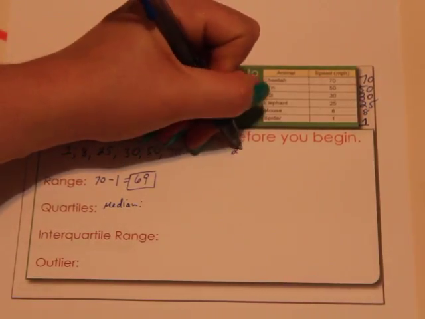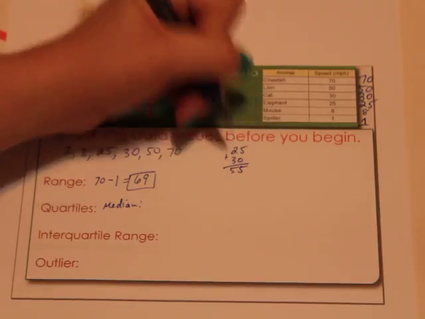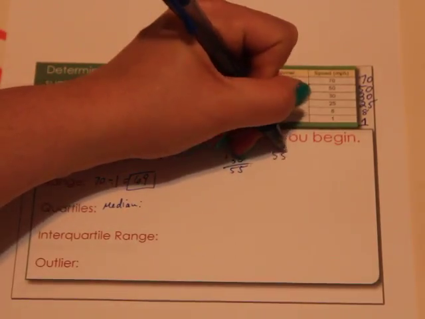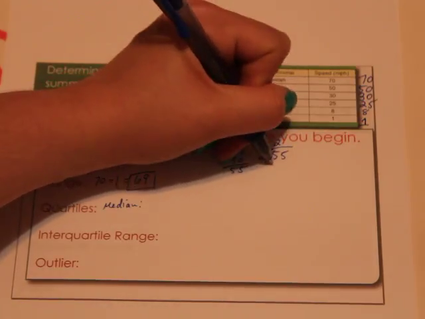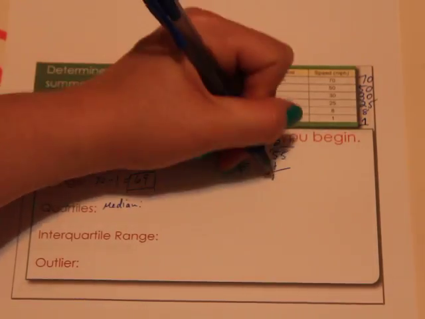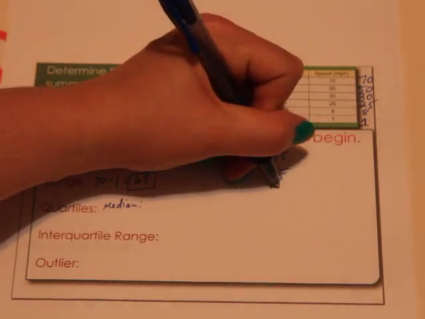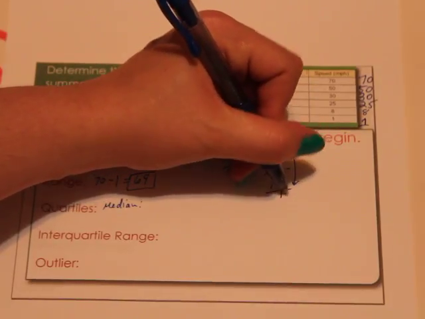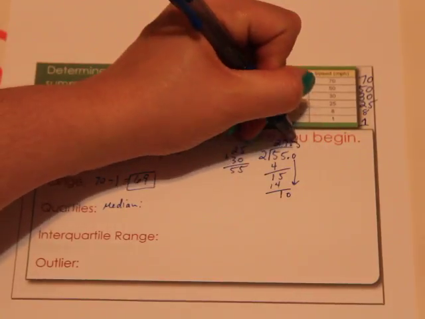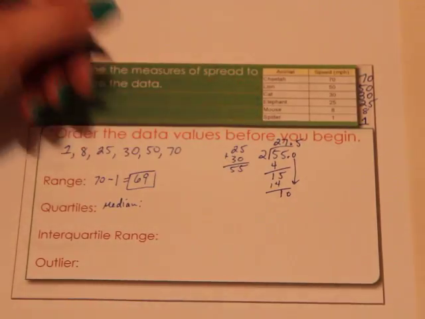Okay, 25 plus 30. Okay, 55, and now we do 55 divide by 2. 2 can go into 5 2 times, that's 4, 15. 2 can go into 15 7 times, that's 14. Difference is 1. It's going to be a decimal here. 2 goes into 10 5 times. So our median is going to be 27.5.